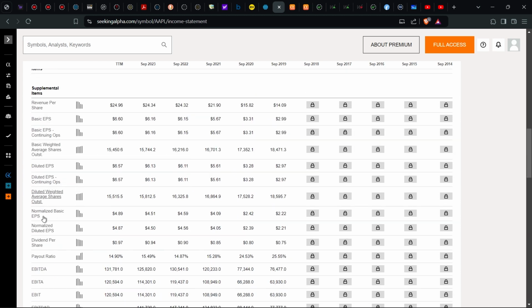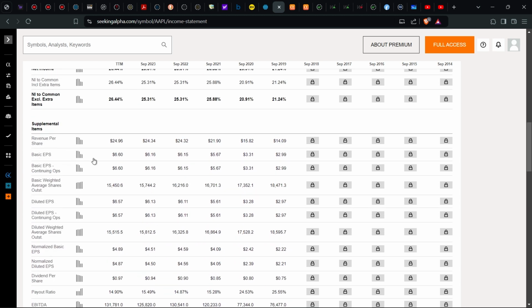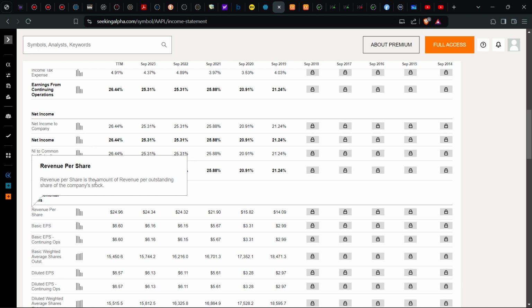Now these supplemental items are quite a lot, and they are highly monitored by market analysts when trying to analyze the actual profitability of a company. Now this is revenue per share. As you can see, the revenue per share is the amount of revenue per outstanding share of the company's stock. You want to see this number pick up, right? As long as this number is picking up, it's good.